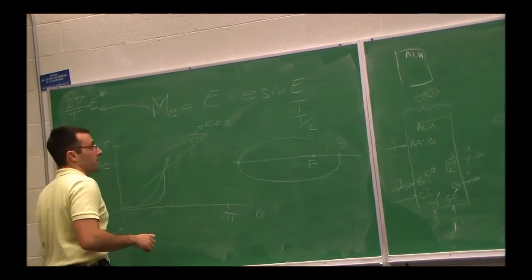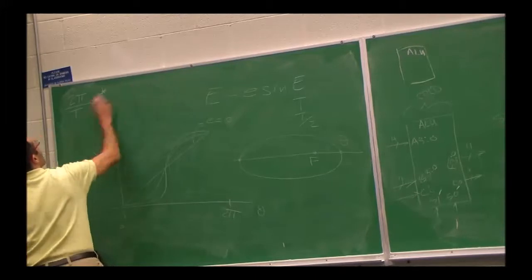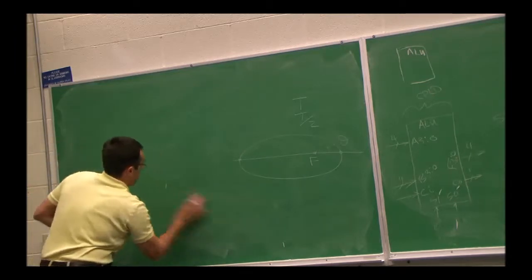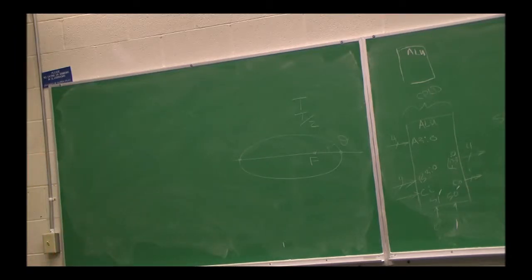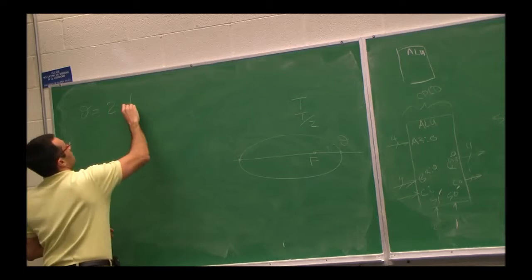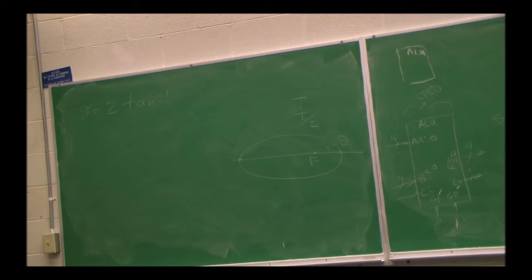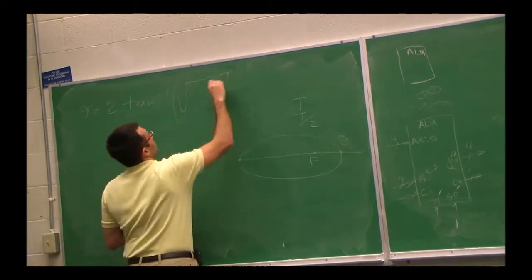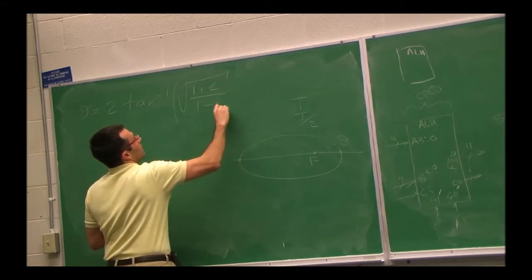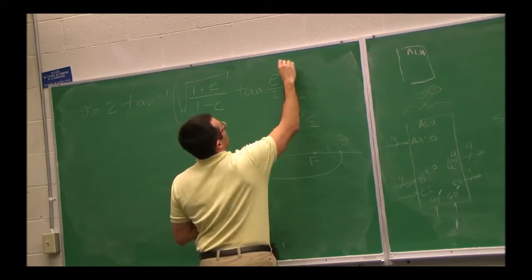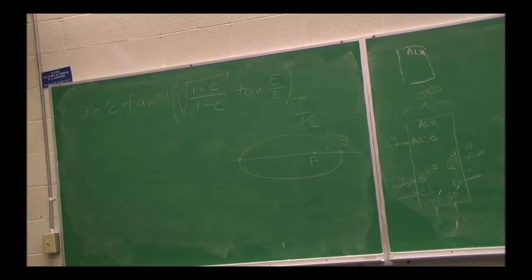This was, I think, the expression where there was a little bit of concern. Why? Because you see that arctangent, but that's okay. We said last time. So what is it that we have there? Theta is twice the arctangent of what? Square root of (1 plus E) over (1 minus E), and then I have tangent of theta E over 2, right? Yep.